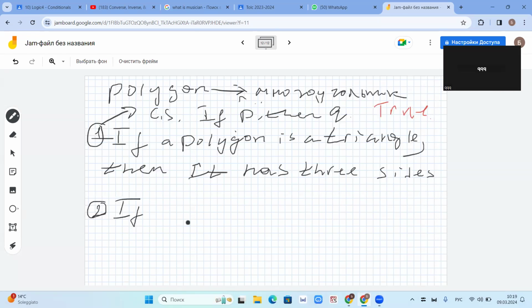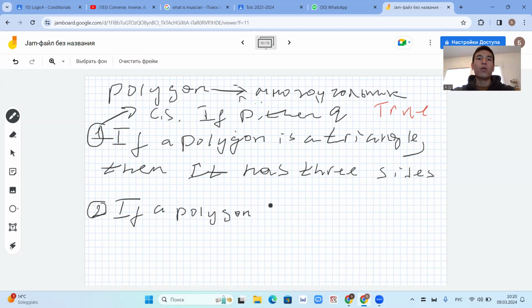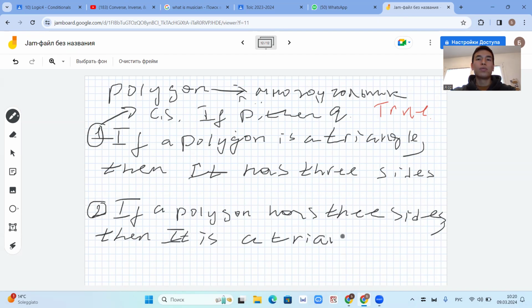If polygon has 3 sides, then it's a triangle. Is it true or false? What do you think? It's also true. So that's why it will be biconditional statement.